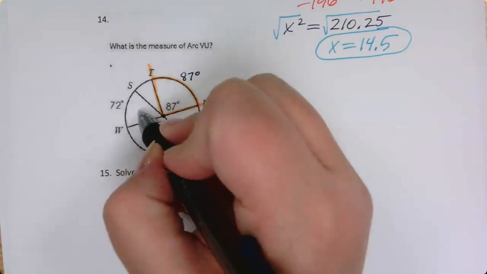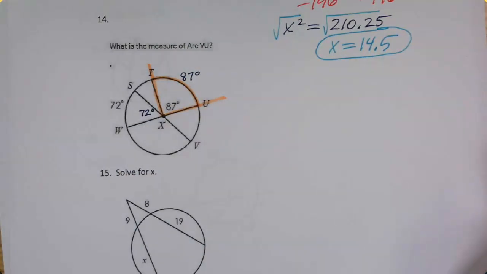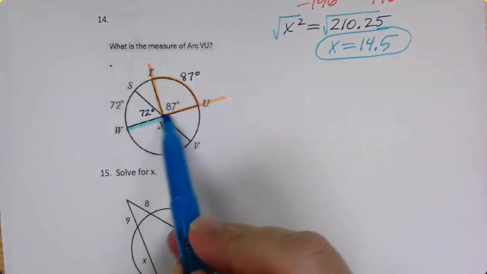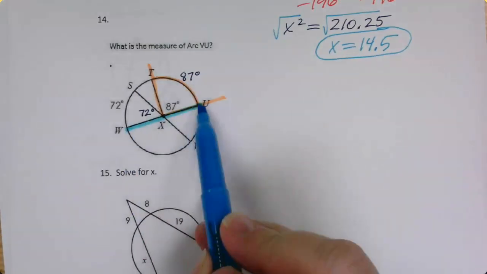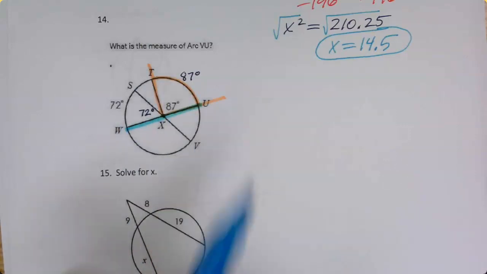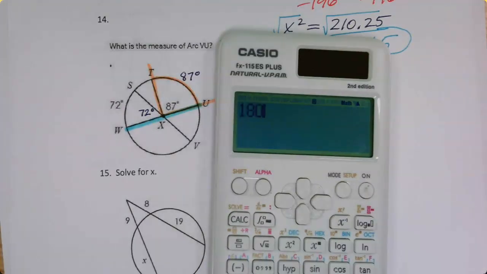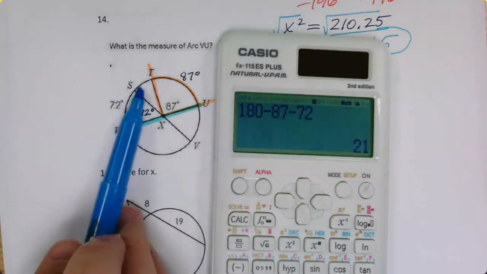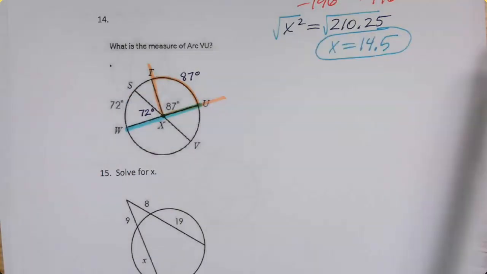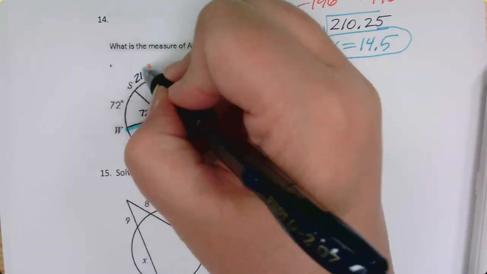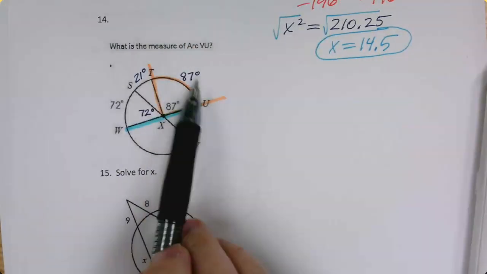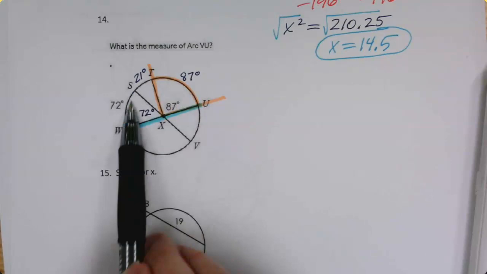This part is 72 means this part, this angle is 72. Remember that a diameter is your best friend. Here's a diameter. So everything on one side of it has to add up to 180. So I could take my 180 and subtract 87 and subtract 72, and I get 21. So this little part right here has to measure 21 degrees because that's what it needs to be for these 3 arcs to add up to 180. Everything on one side of the diameter has to add up to 180.